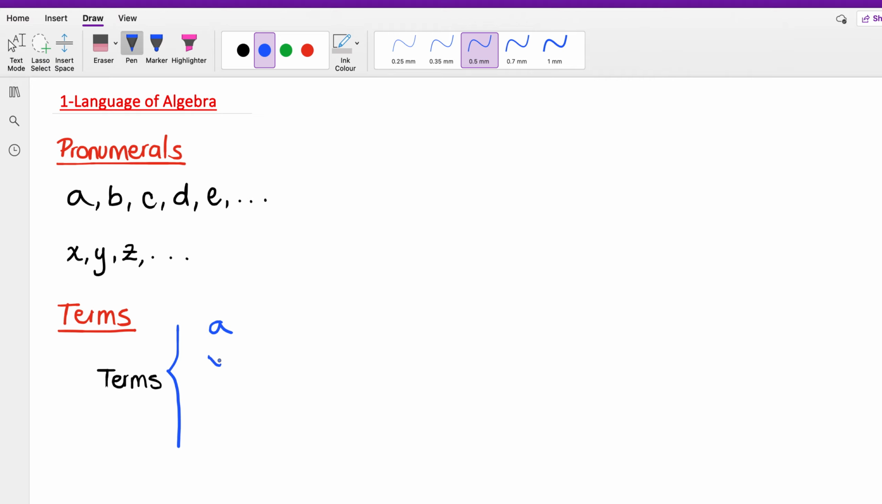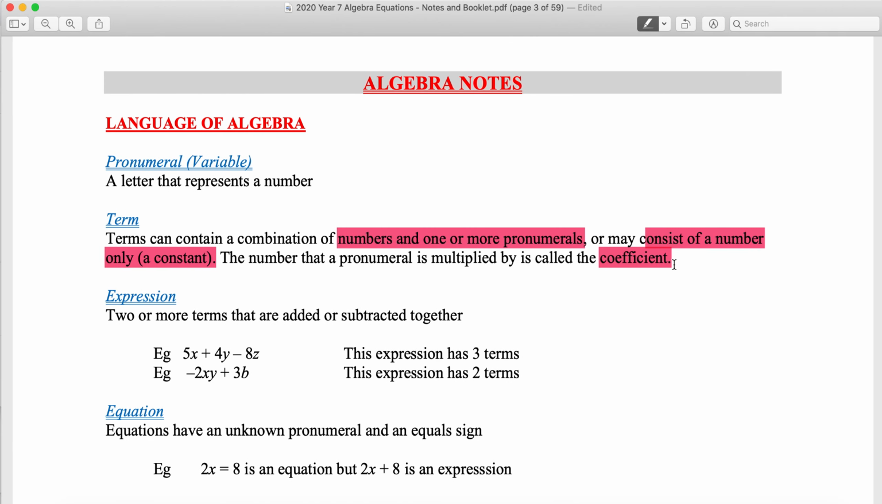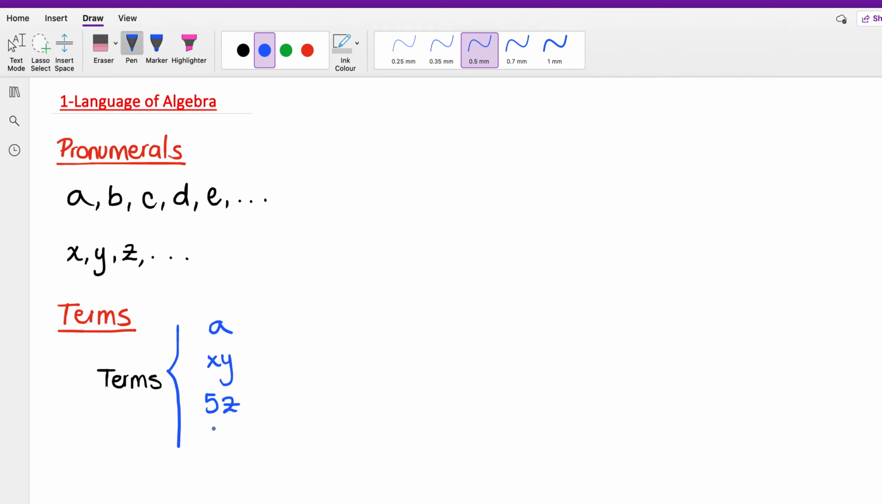What about XY? A combination of two pronumerals. Fantastic. What about 5Z? There we have another term. It says numbers and one or more pronumerals, or may consist of only a number, a constant. So for example, if I have only a number, like for example here, 3, that's also a term.